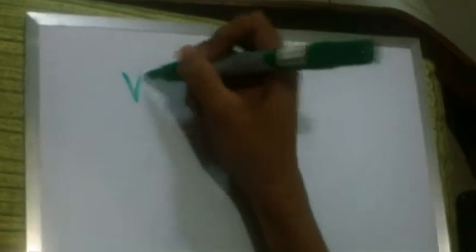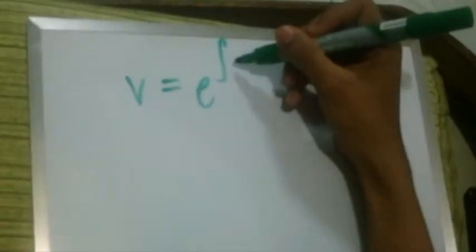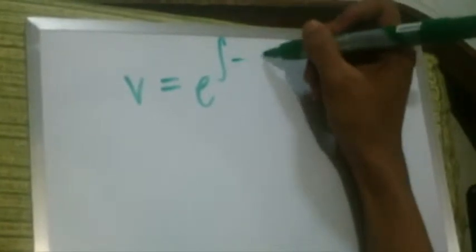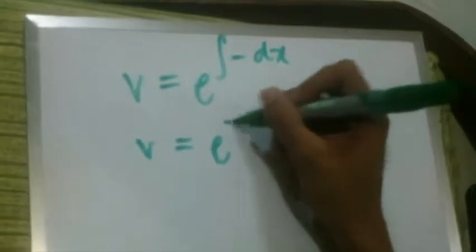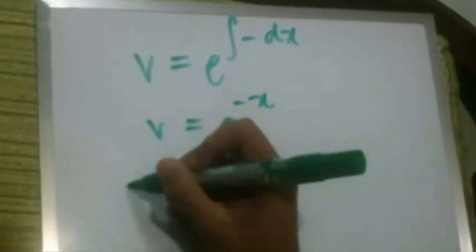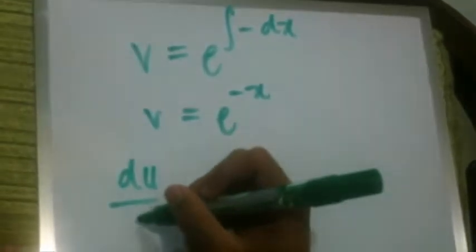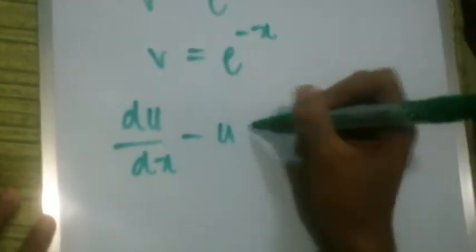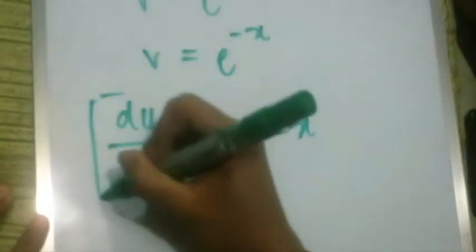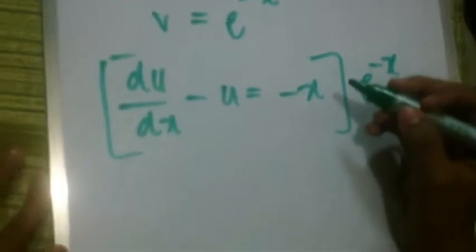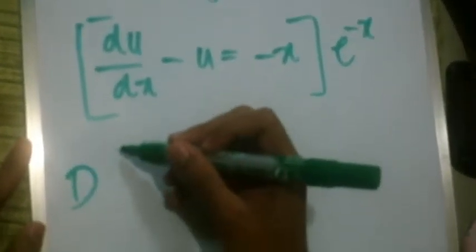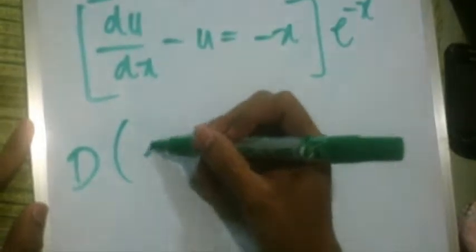Getting the integrating factor of the equation that we have shown a while ago, v is equal to e to the integral of negative dx. Then v is equal to e to the negative x. Multiplying it to the equation du over dx minus u is equal to negative x, the whole equation will be multiplied by e to the negative x. Then the result would be the derivative of this.